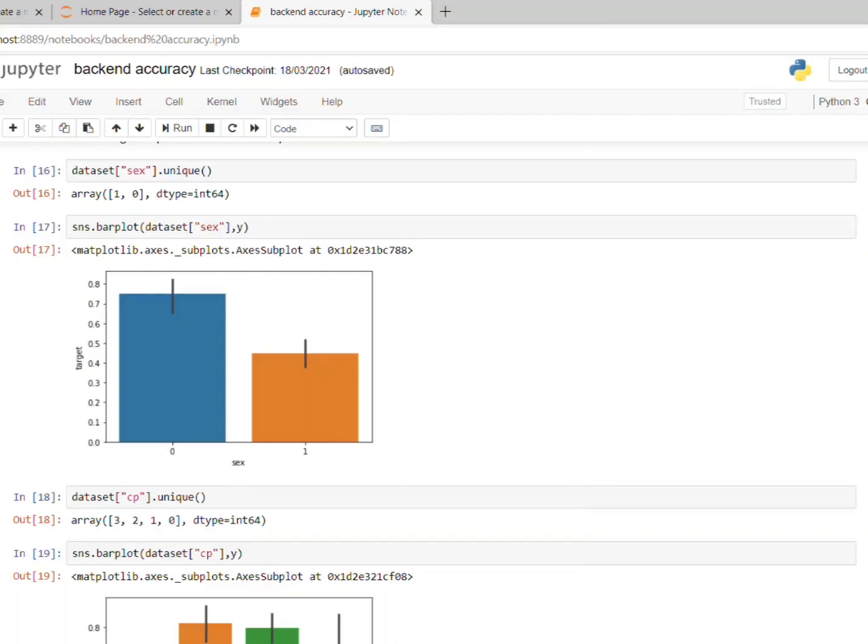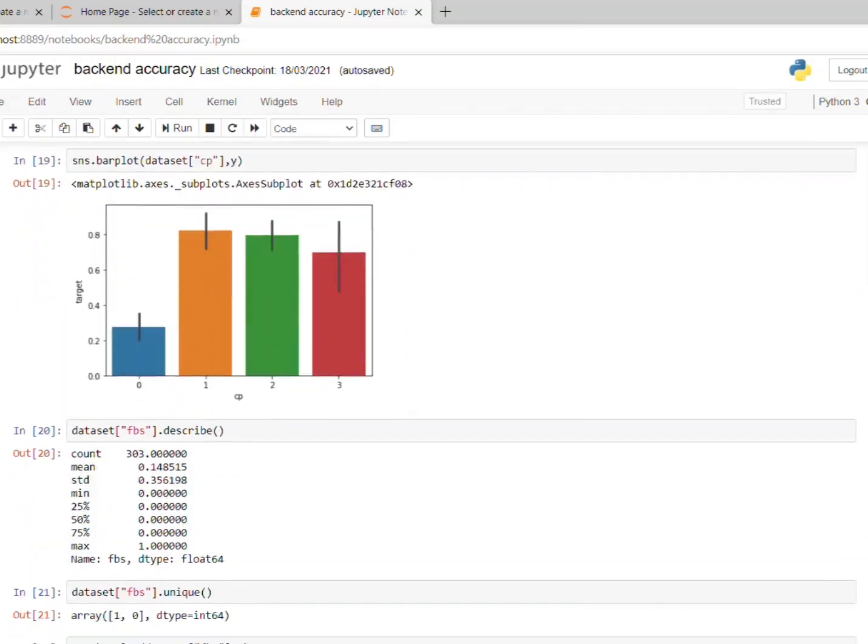And here from this we can easily say that the proportion of females suffering from heart disease is more than that of the males.